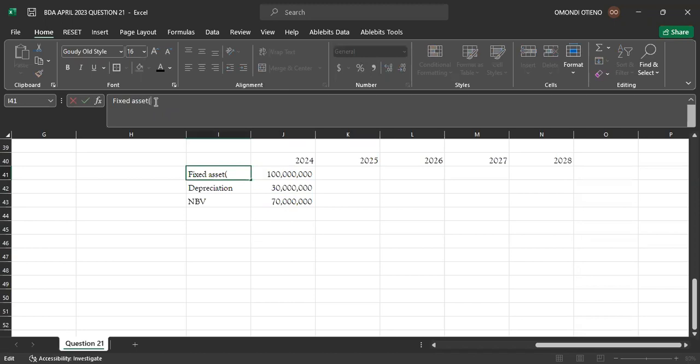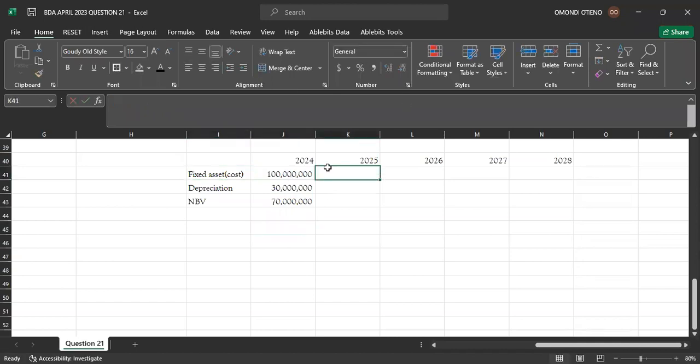Somebody should help me understand this. For 2025, what are we going to have? It is now the balance. The balance carried down in 2024 becomes the balance brought down in 2025. That is what we need to do.